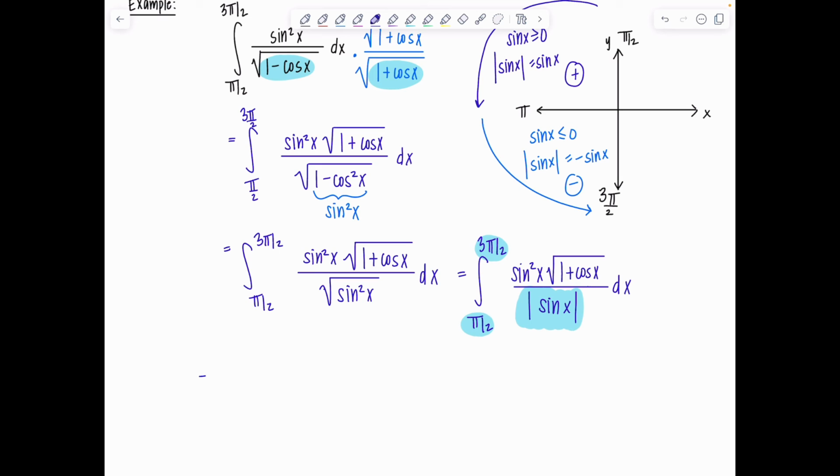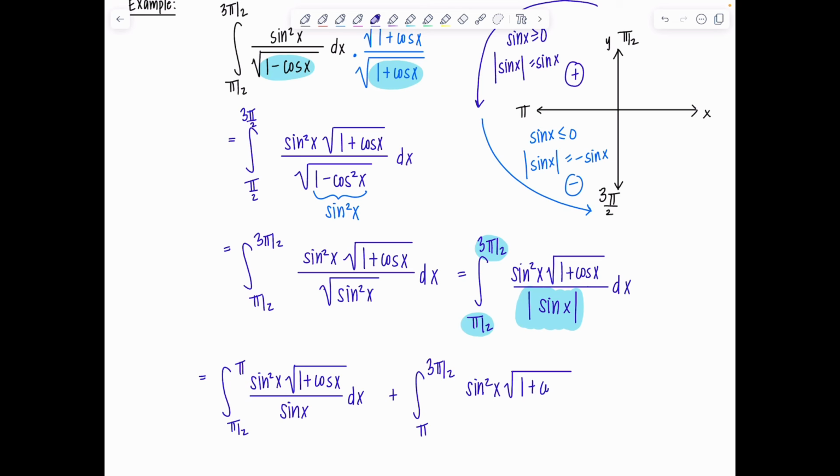So here we go. We're going to have pi over 2 to pi plus pi to 3 pi over 2. And then we have sine squared x radical 1 plus cosine x over, now remember, from pi over 2 to pi, sine is already positive, so absolute value is just sine of x. Here's the dx coming in hot. And then sine squared x rad 1 plus cosine x over, this time I need negative sine x. Good?